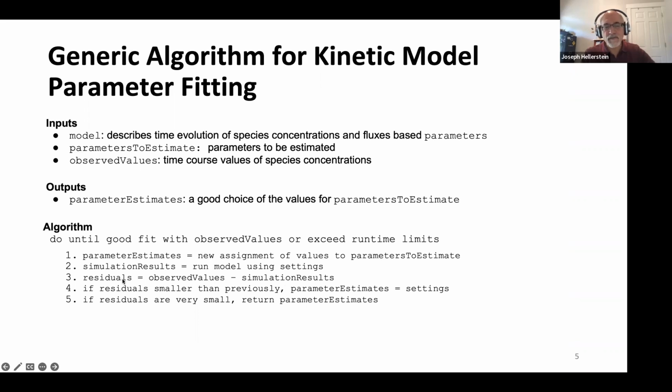So now we're back to residuals. Okay, and then we can look at the residuals. If the residuals are smaller than previously, and by smaller I mean in terms of the sum of squares criterion, for example, then hey, these look like a better set of parameter estimates. Let's use those new parameter estimates. And if the residuals are very small, then we may decide we're done. Maybe the residuals are so small it doesn't look like they're changing. Now we're done. If we aren't done, we continue this loop until we exceed a time limit. So that's sort of the basics.